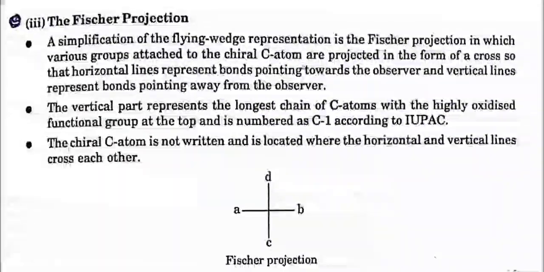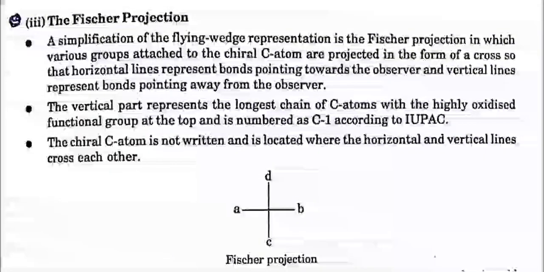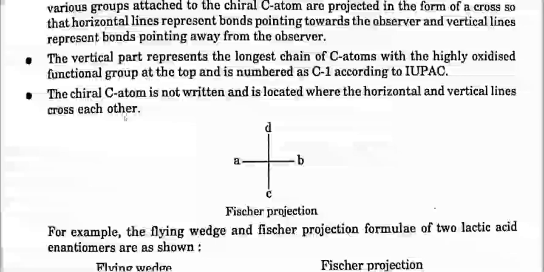The Fischer projection. A simplification of the flying wedge representation is the Fischer projection, in which various groups attached to the chiral carbon atom are projected in the form of a cross so that horizontal lines represent bonds pointing towards the observer and vertical lines represent bonds pointing away from the observer. The vertical part represents the longest chain of carbon atoms with the most highly oxidized functional group at the top, numbered as carbon 1 according to IUPAC. The chiral carbon atom is not written; it is located where the horizontal and vertical lines cross each other.